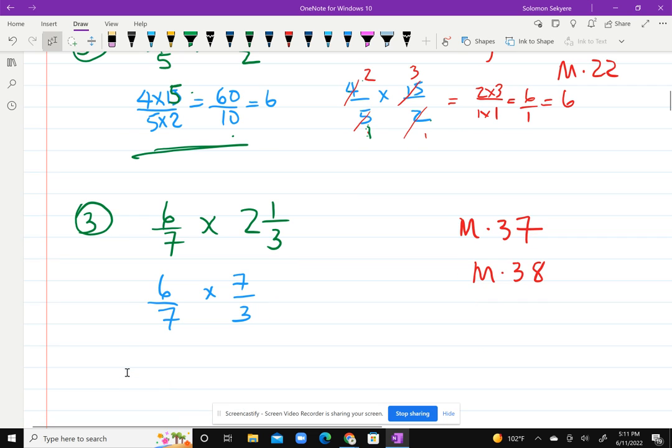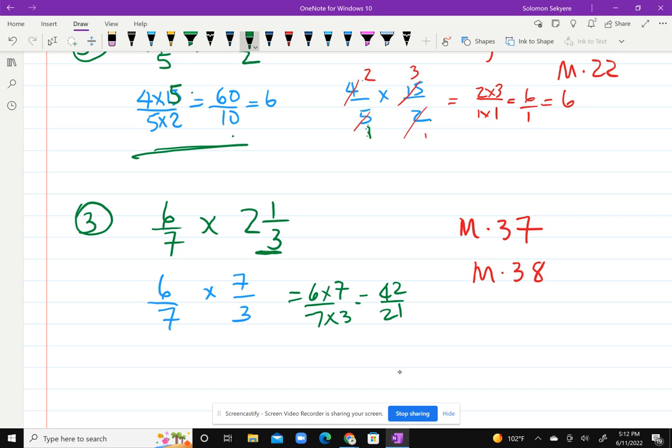Okay. So here, you want to multiply these two fractions. One of them is mixed. You convert. You know how to convert this to an improper fraction. And then after that, you multiply like we've done. Over here, what are you going to do? You can say it's 6 times 7 over 7 times 3, and you say 42 over 21. And now you have to simplify.